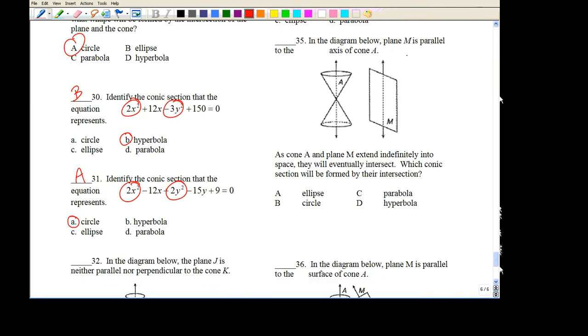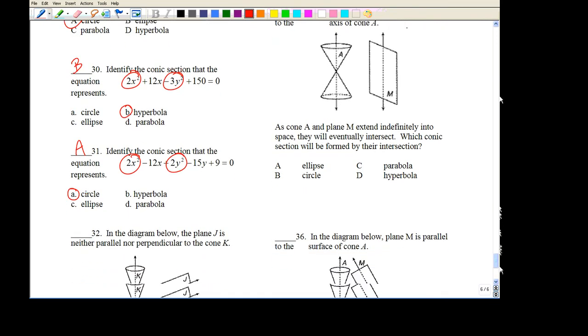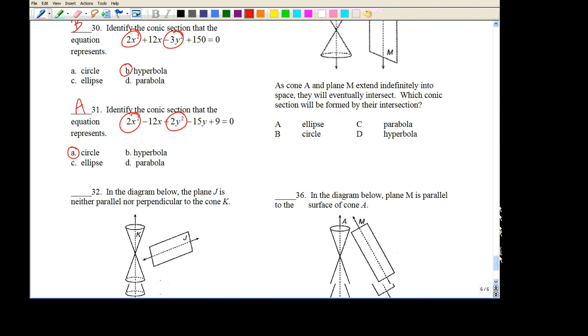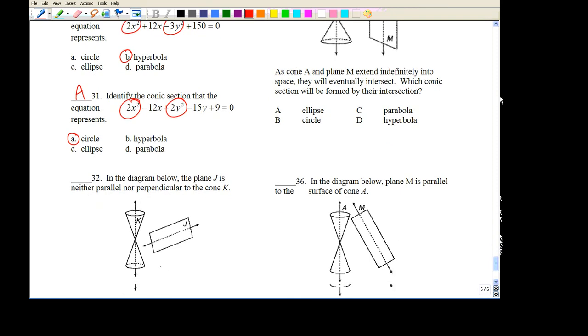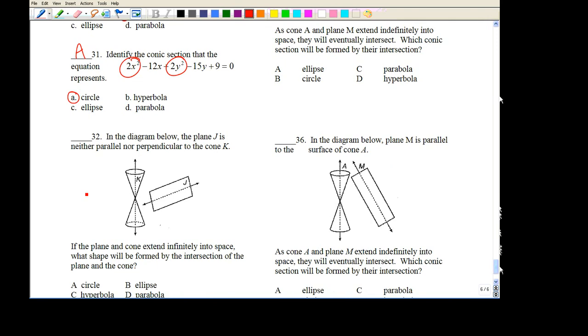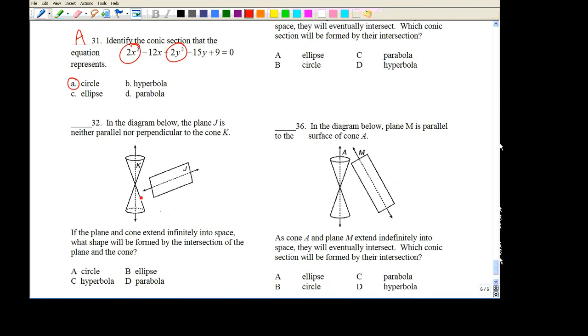On number 32, in the diagram below, the plane J is neither parallel nor perpendicular to the cone K. So that means whenever this plane slices through the cone, it's going to come in at an angle here, and it will make an ellipse.